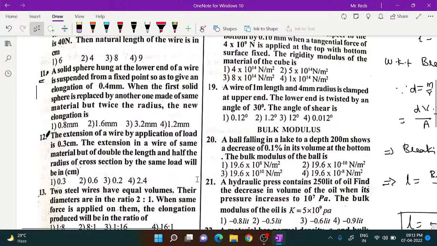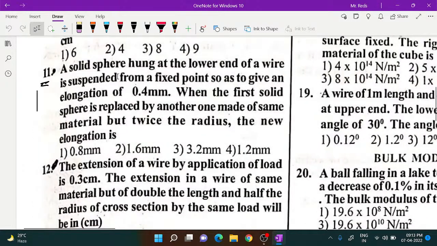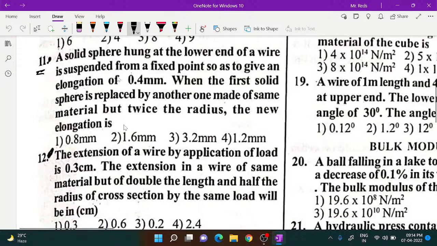It is given that a solid sphere hung at the lower end of a wire is suspended from a fixed point so as to give an elongation of 0.4 mm. When the first solid sphere is replaced by another one made of same material, same material means immediately you have to understand that Young's modulus will be same. Okay, modulus of elasticity will be same, but twice the radius. Then what is the new elongation? So let us try to note down the given data.